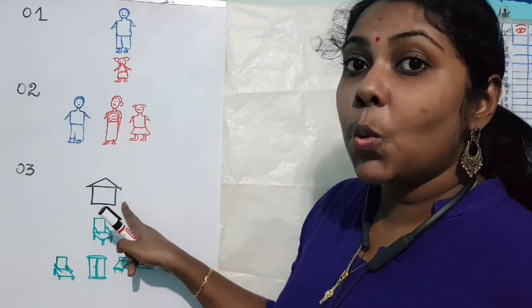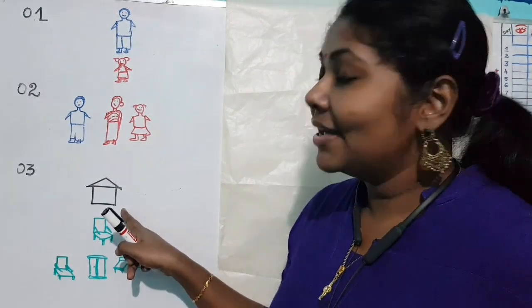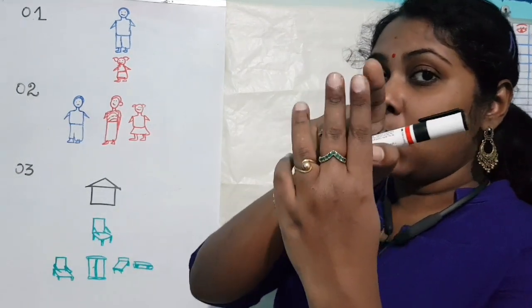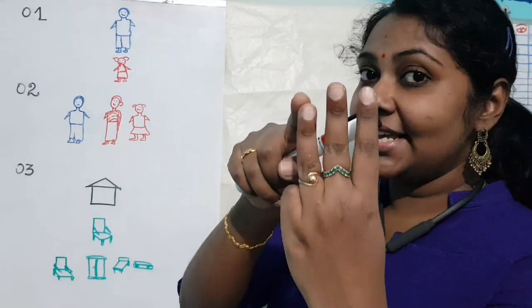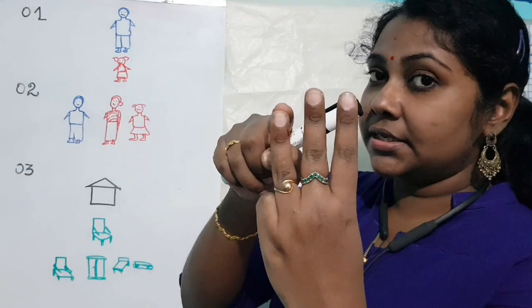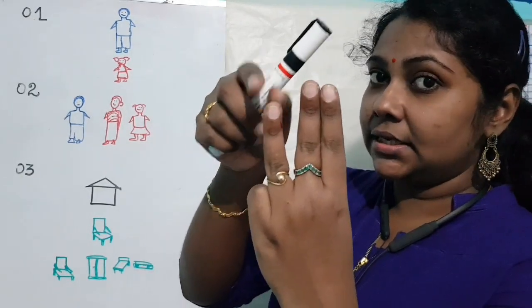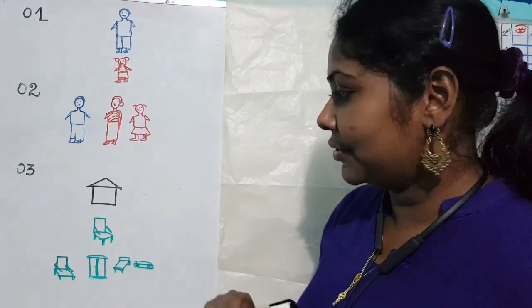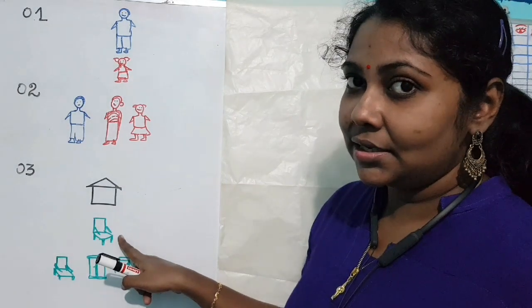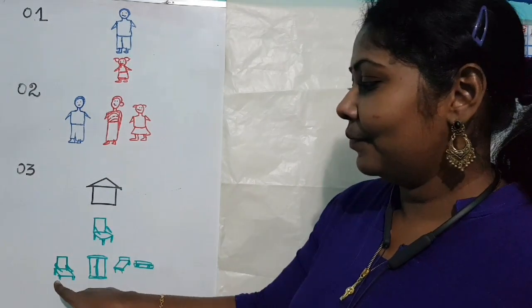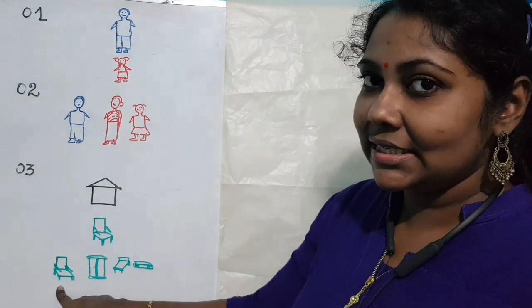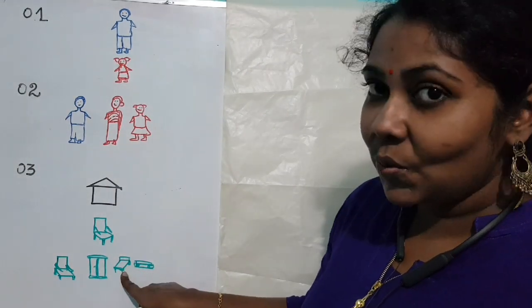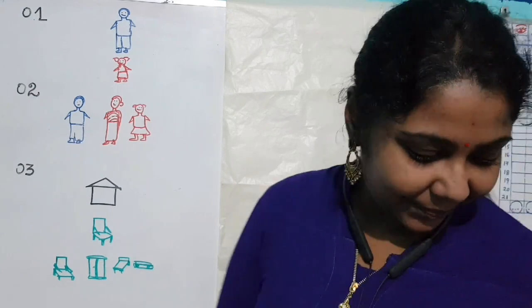What's it? It's a house. What is it? What's it? It's a house. Good. What's it? Good. What's it? What's it? Good.